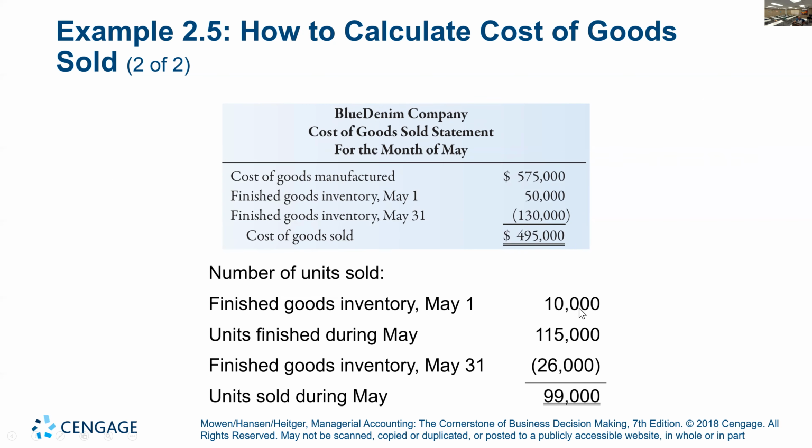Okay, you can do the same thing with the units. We had 10,000 units to start with. We produced 115,000. 26,000 remained. Therefore, we had to sell 99,000 of them, and hopefully that matches our register tape and something didn't get stolen.